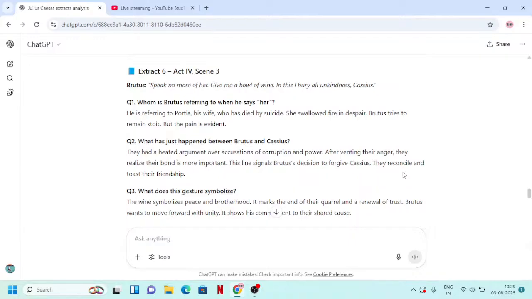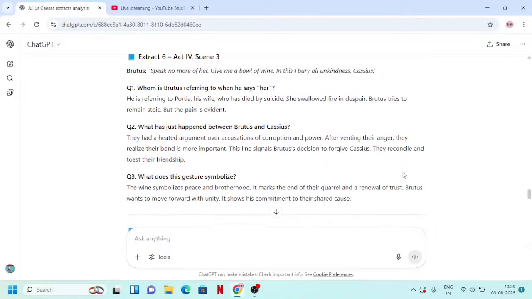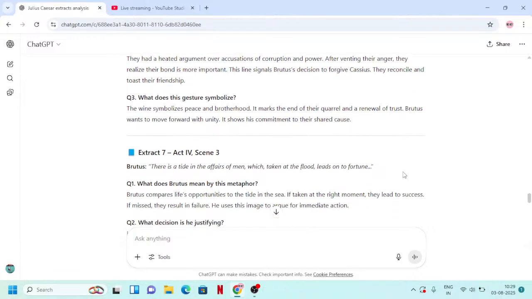What had just happened between Brutus and Cassius? They had a heated argument over accusations of corruption and power. After venting their anger, they realize that their bond is more important. This line signals Brutus's decision to forgive Cassius. They reconcile and toast their friendship, and after that they try to become good friends again.